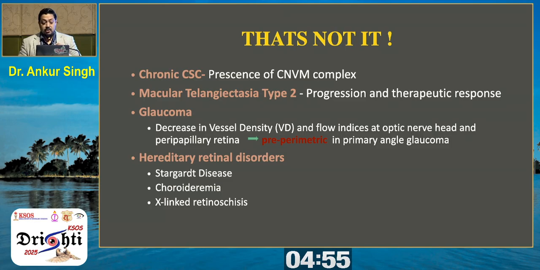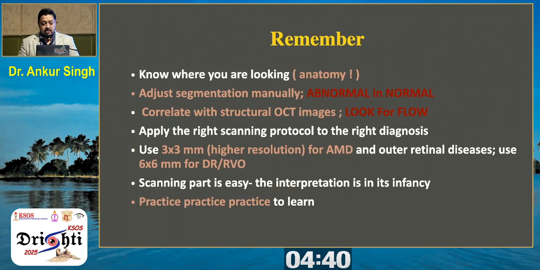So that's not it, because with the help of OCT angio, you can detect CNV, chronic CSC, you can identify MacTel, it can help as a pre-perimetric test in glaucoma, as well as in various hereditary retinal disorders. So how and why?